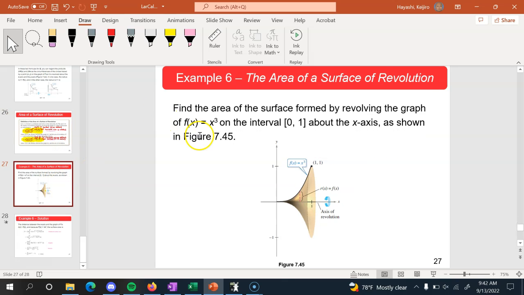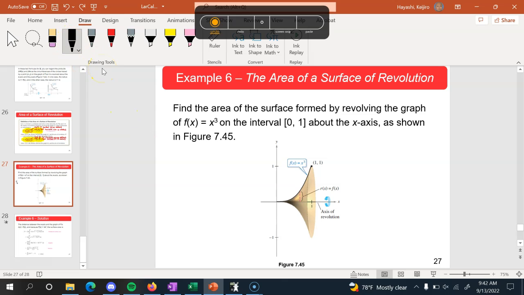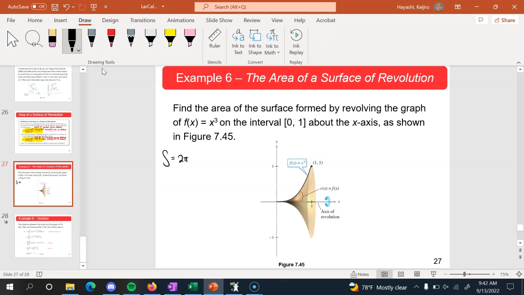So capital S is 2 pi times the integral from x appears to go from 0 to 1. R of x, the radius of this shape, it's a horizontal axis of rotation. So the radius is simply f of x.